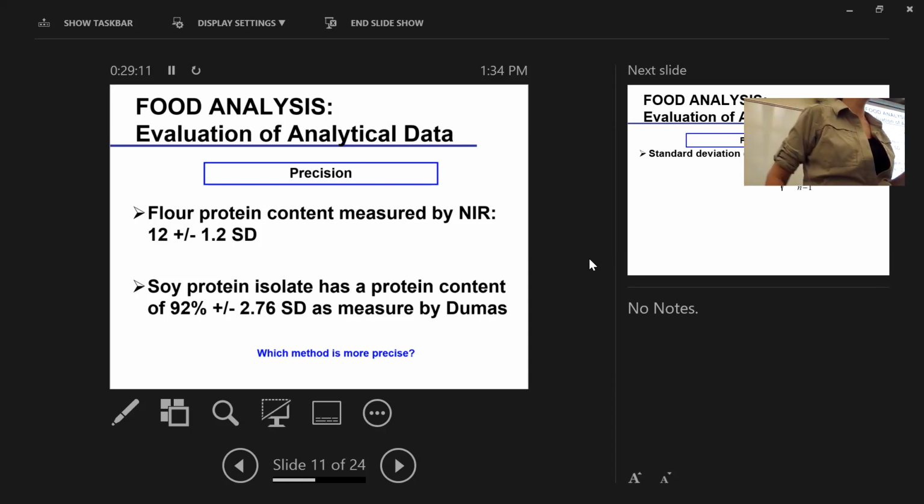Now, why is this relevant to you and why is it important? Because when we do the proximate analysis labs, some of you will have flour, some of you will have cheese, some will have almonds. So all are different food products, and we're going to use different methods of analysis for these different products. And I'm going to ask you which of these methods are more precise. So you have so many different means. Standard deviation is not going to be a good measure for you. So you have to measure coefficient of variation so you can decide which method is more precise for which samples. Okay.